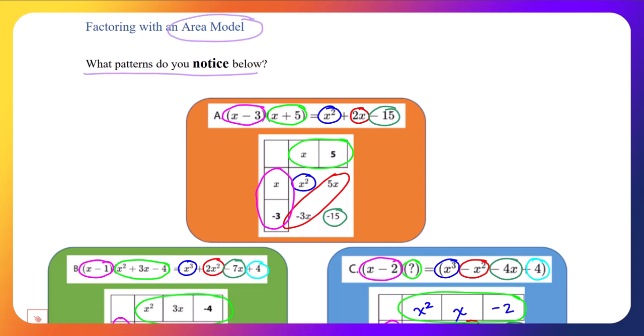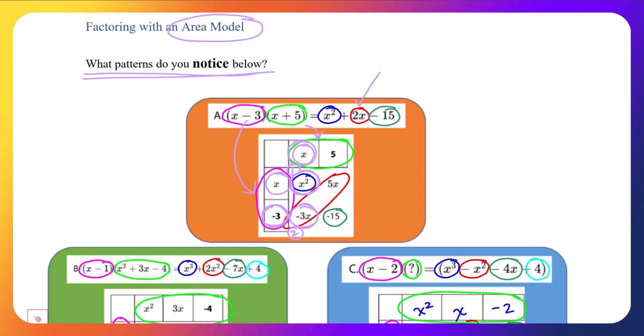What patterns do you notice? Well, do you see that this factor is here and this factor is here, kind of like the multiplication table you had in past arithmetic classes. So x times x is x squared. That's the first thing you notice. And then x times negative 3 is negative 3x. That's the second thing you notice.